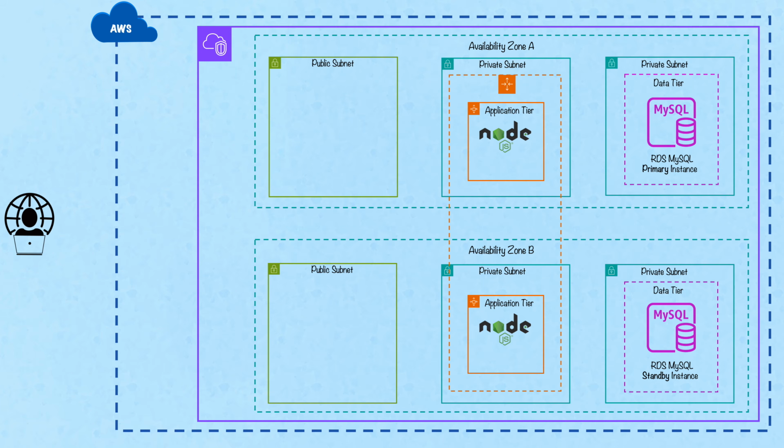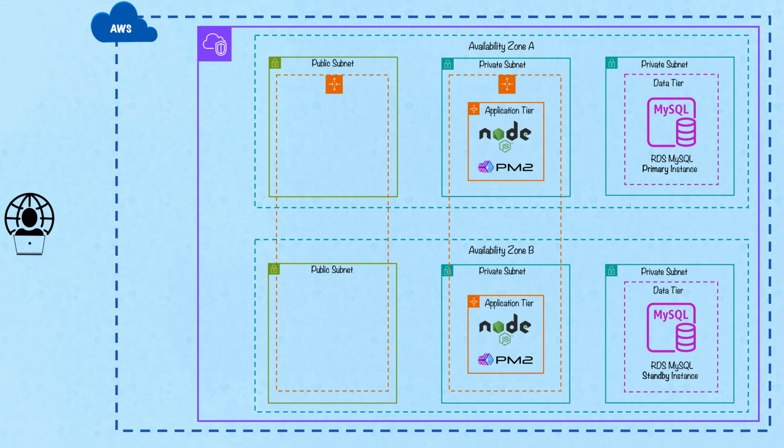Each EC2 instance will host our Node.js application, managed by PM2 for efficient process management. This approach empowers our application tier to handle varying workloads effectively, preventing performance bottlenecks and ensuring a seamless user experience.